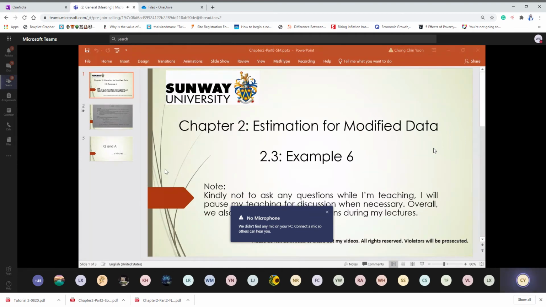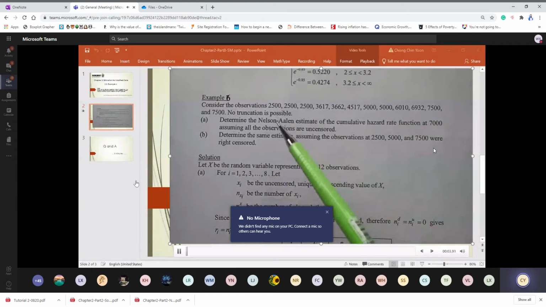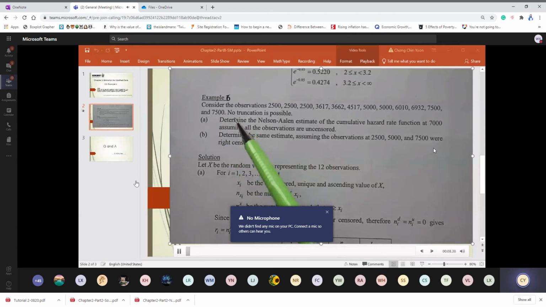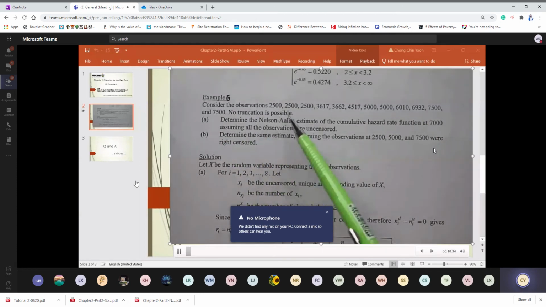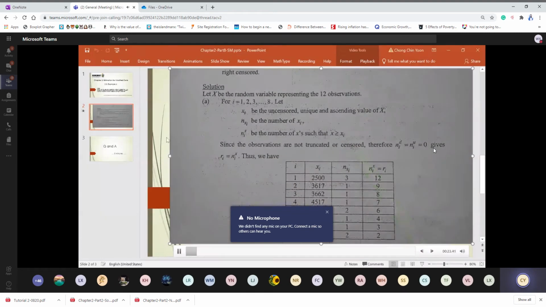So we continue to the next example, example 6. Consider the observation 2005 until 7005. No truncation is possible. Determine the Nelson-Aalen estimate of the cumulative hazard rate function at 7000, assuming all the observations are uncensored.